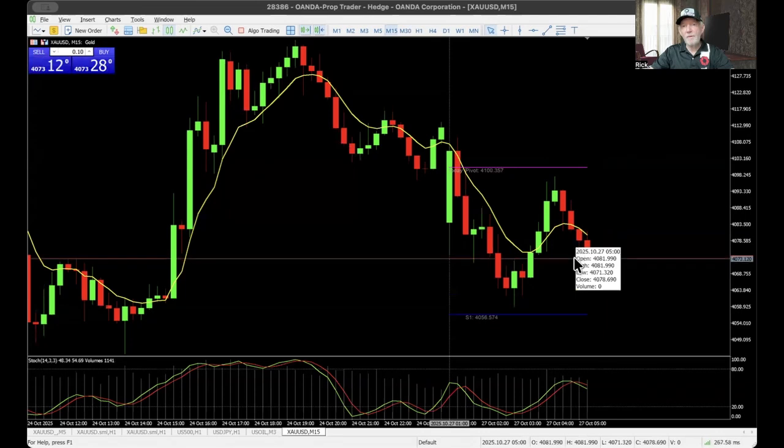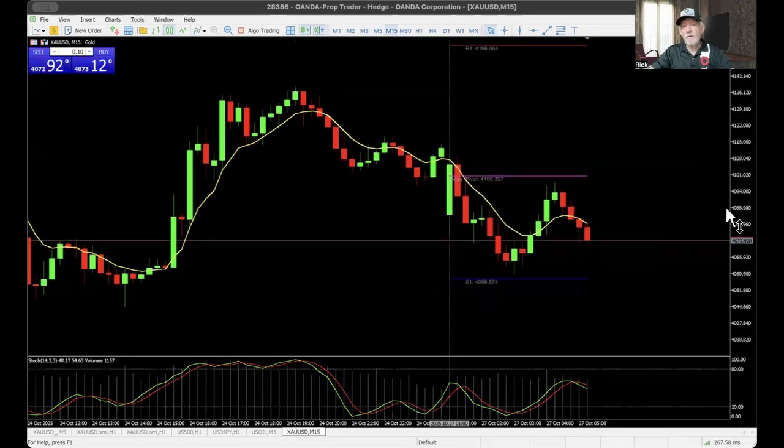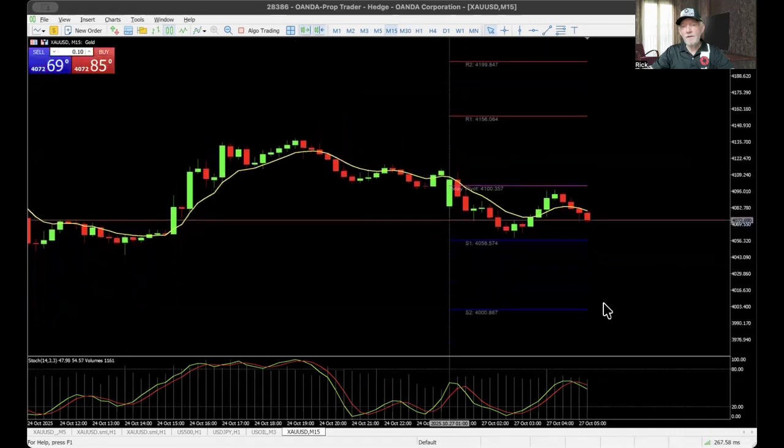Where is it going now? It's going back to this support level. And when it gets to this support level, if the selling pressure is strong enough, it will break below that and go down to the next level, which is right down here.